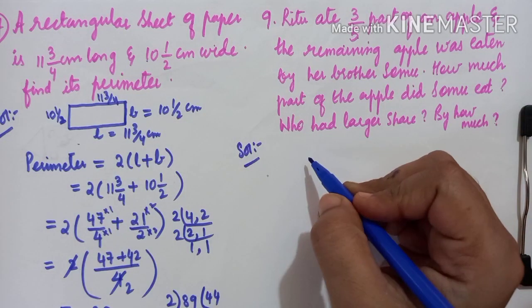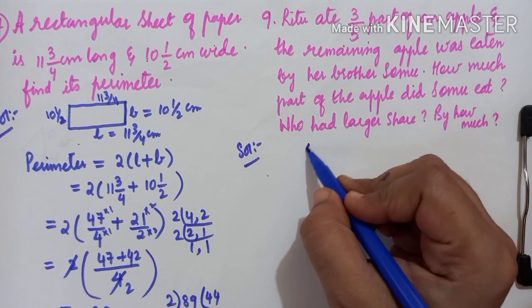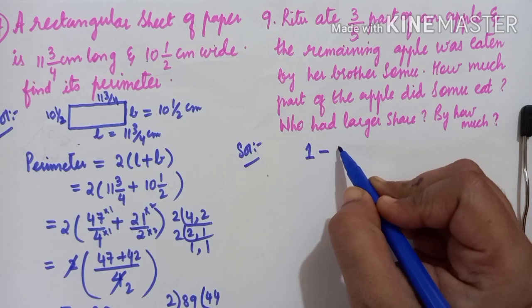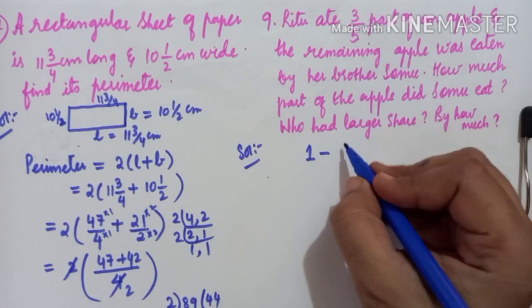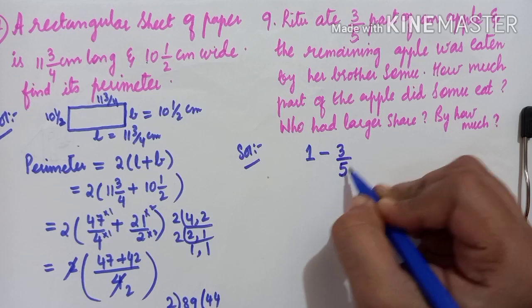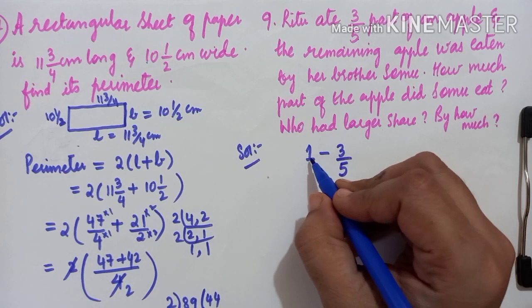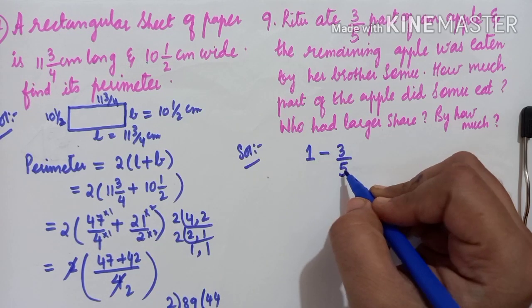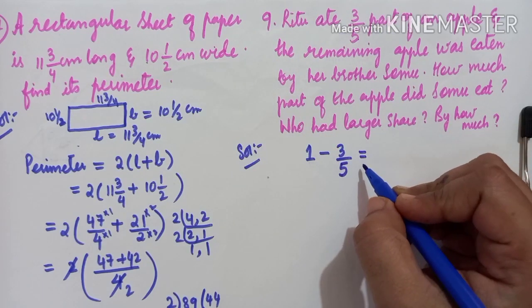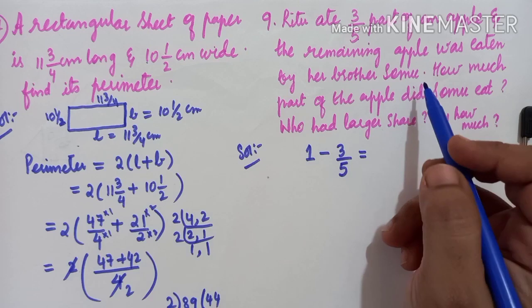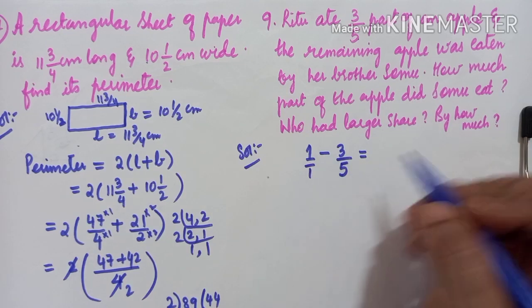Okay, suppose one apple we are having. Okay, so from that one apple Ritu ate how much? Minus 3 by 5 because Ritu ate 3 by 5th part of an apple. Okay, one apple we are having, out of that 3 by 5th part she ate. Okay, so what will be the remaining part? That was eaten by her brother Somu. Okay, so let's see what is the remaining part.